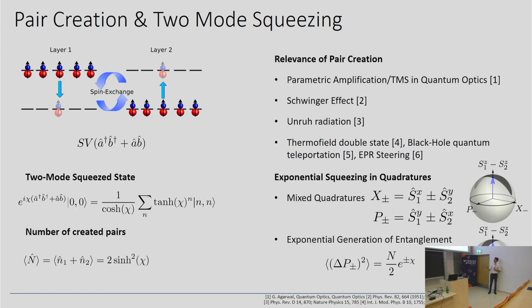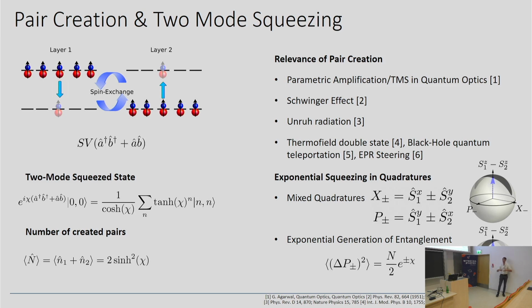Briefly to recall, what does it actually do? If I apply this Hamiltonian, which I called a two-mode squeezing or pair creation Hamiltonian, and the initial state is a vacuum state, then over time I create correlated pairs. They have n excitations in layer 1 and n excitations in layer 2 with a certain prefactor. The number of created pairs will be exponential in time with chi times t, and it will also create entanglement in terms of two-mode squeezing. Specifically, if you go through the math, you will see that if I look at these two Bloch spheres, mixed quadratures that combine the two layers will be squeezed exponentially. So that's the story.